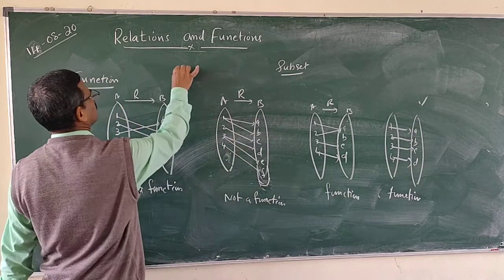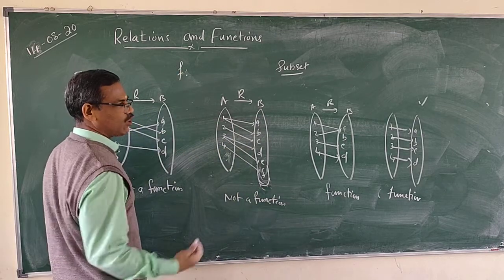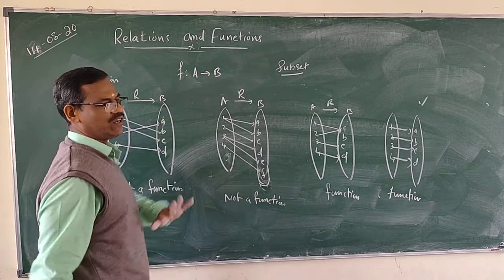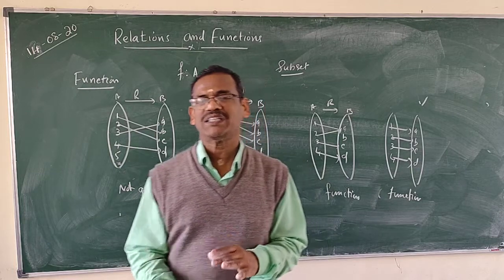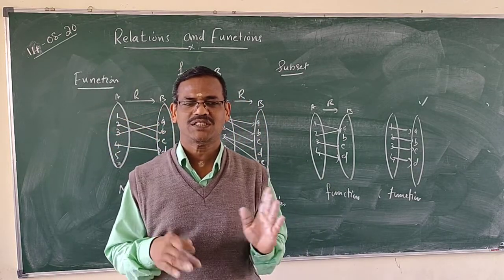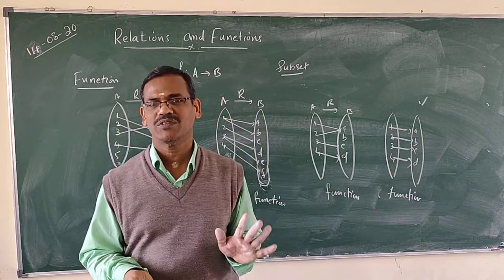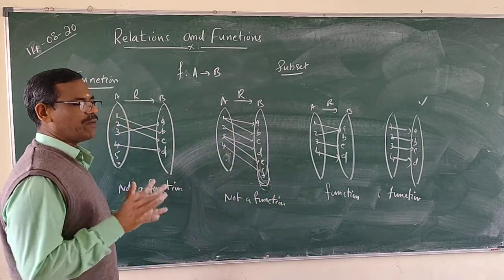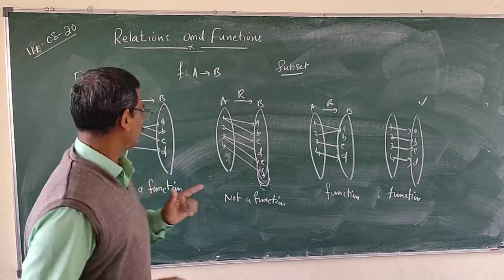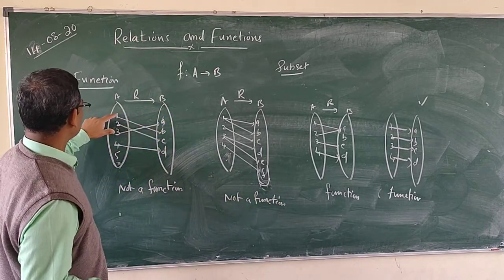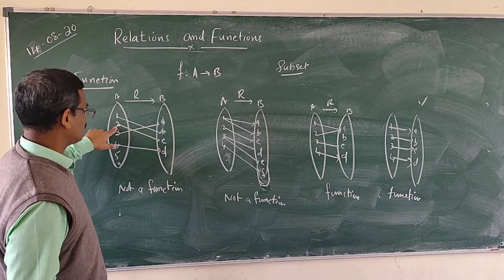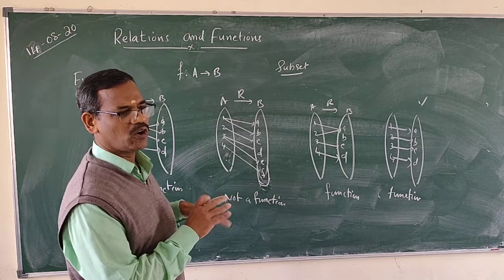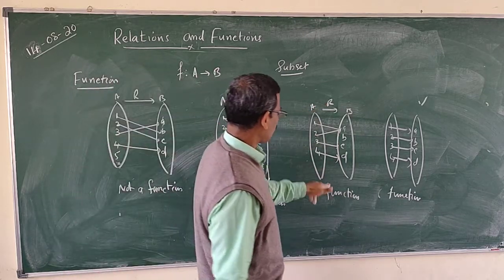Normally the function will be denoted by f or g, etc., from the set A to B. So a function is always a relation with some additional condition: each and every element of the first set is connected with one and only one element of the second set. Now here also the domain, codomain and range will be there. What is the domain of this one? Of course it is not a function, so it is a relation only. For relations, we have already discussed domain and codomain.